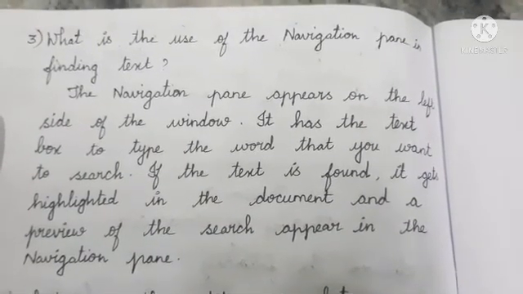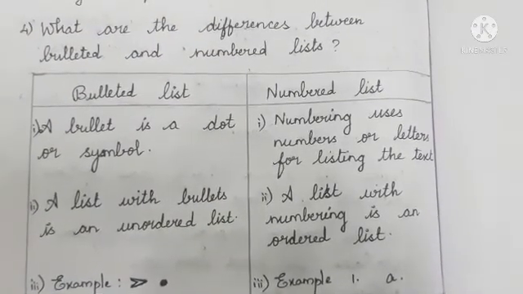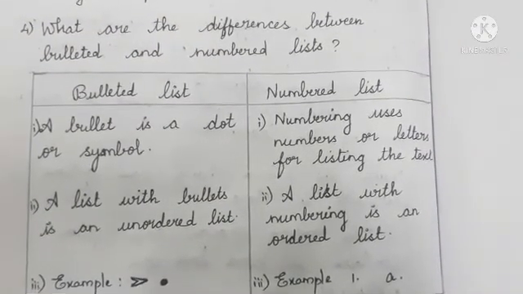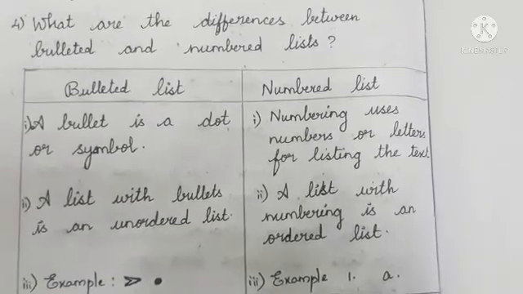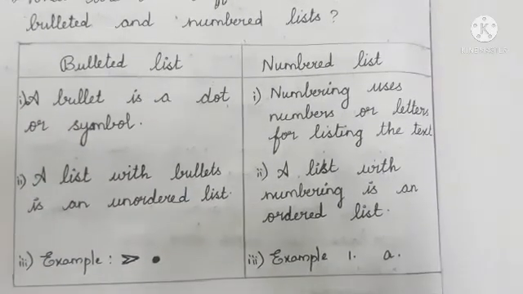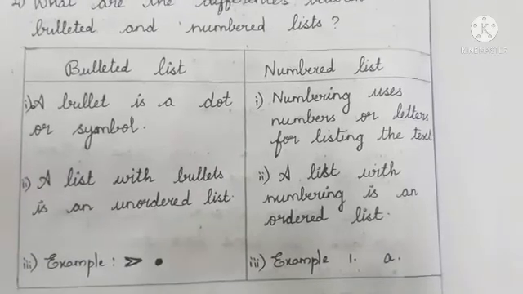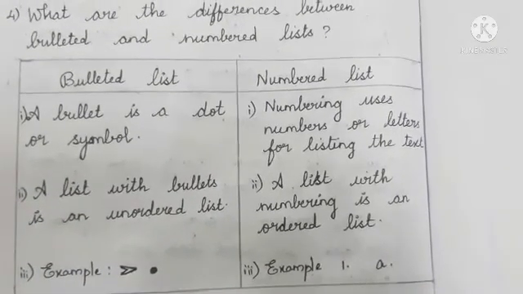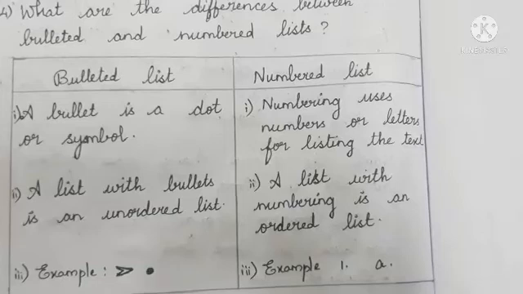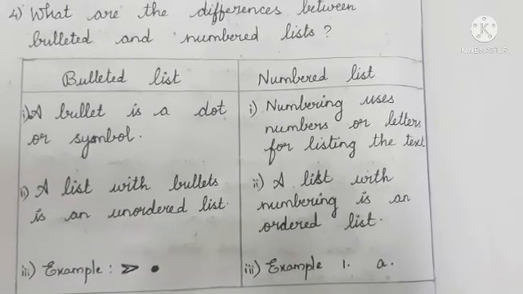Look at the fourth one. What are the differences between bulleted and numbered lists? The answer: first, the bulleted list. A bullet is a dot or symbol. Then the numbered list: numbering uses numbers or letters for listing the text.